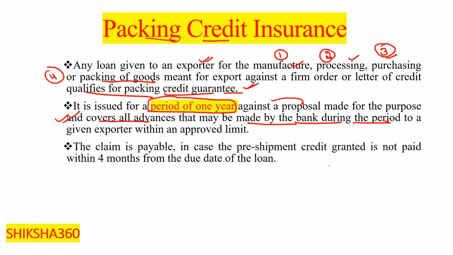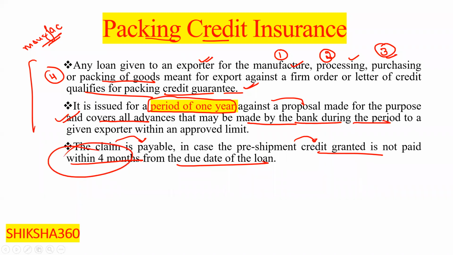So when is the claim payable? Like when we are manufacturing the goods. The claim is payable in case the pre-shipment credit granted is not paid within 4 months from the due date of the loan. You just have to remember the time here, that is, within 4 months after the due date of the loan.